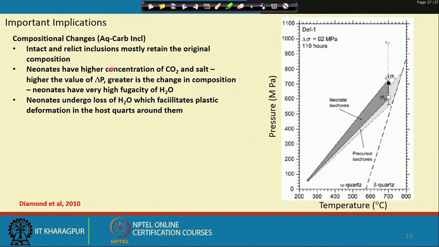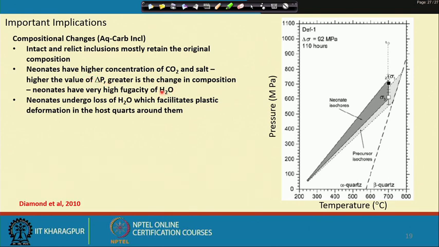And as we have discussed, these experiments result in intact and relict inclusions, which mostly retain the original composition. The newly created inclusions, the neonats, have higher concentration of carbon dioxide and salt because of the preferential leakage of water, and this increase in carbon dioxide is also higher where the del P is greater. So, as del P is increased, the inclusions become more and more richer in carbon dioxide, and that is the reason why these newly created inclusions have very high fugacity of water.